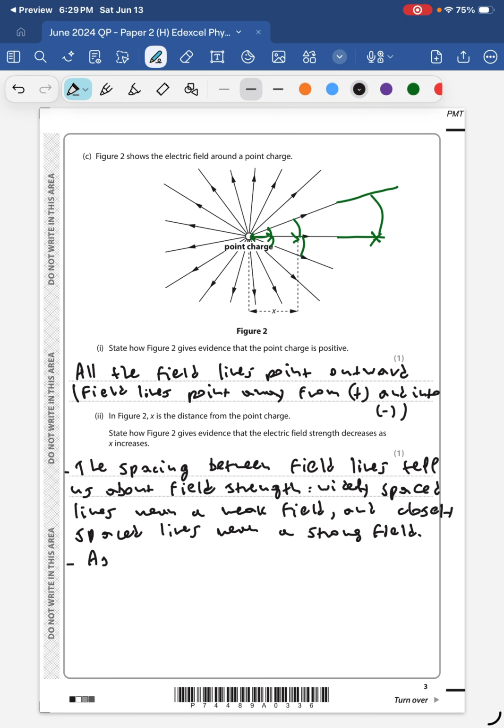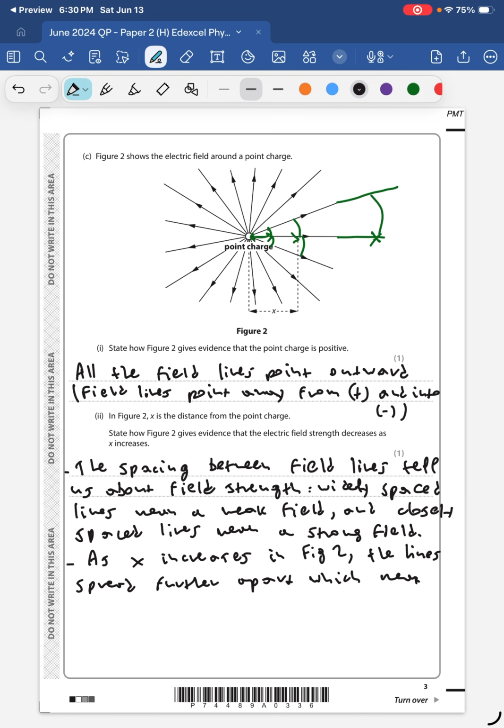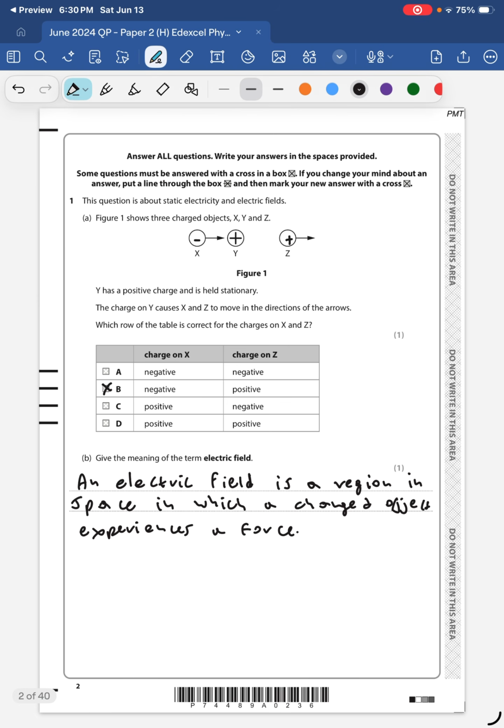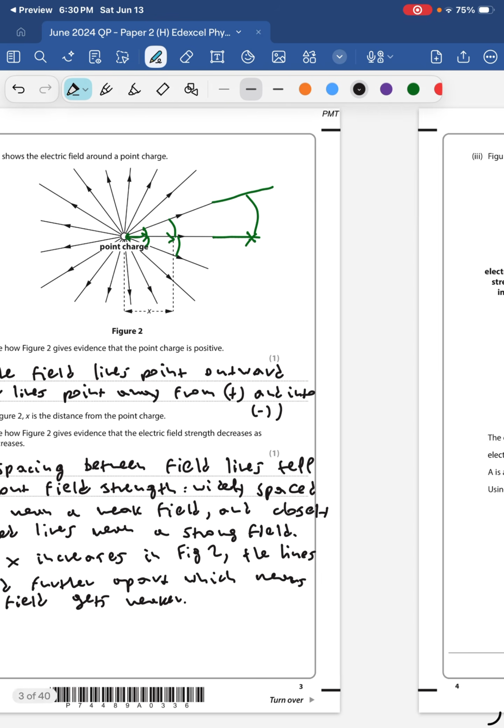So let's write that down. As x increases in figure 2, the lines spread further apart, which means the field gets weaker. This is a 1 mark question, so maybe I wrote a little bit too much, but this is supposed to be a lesson, so I'm trying to explain things as well as possible. So let's move on.